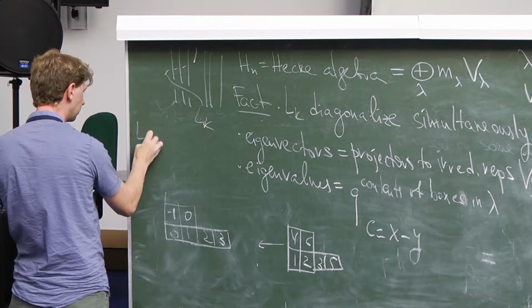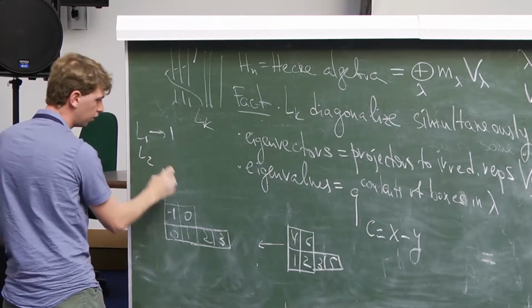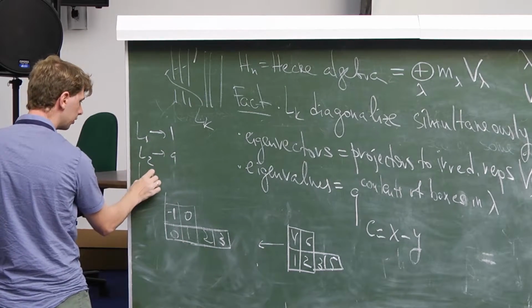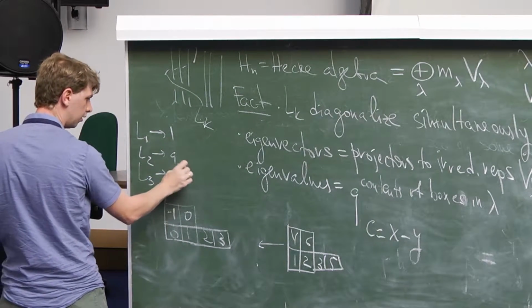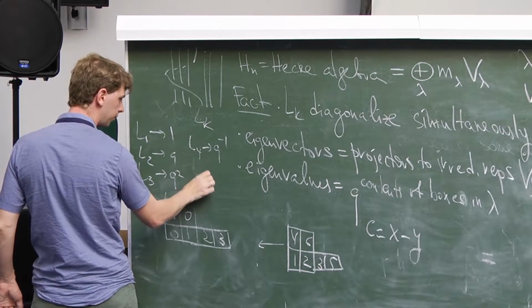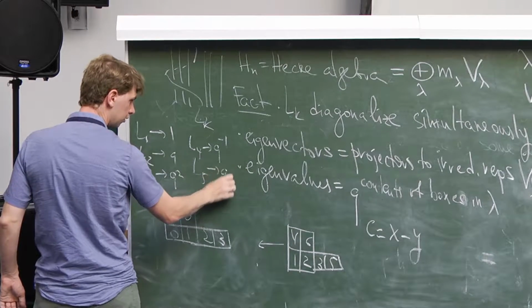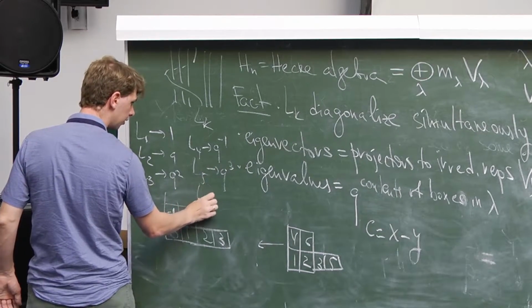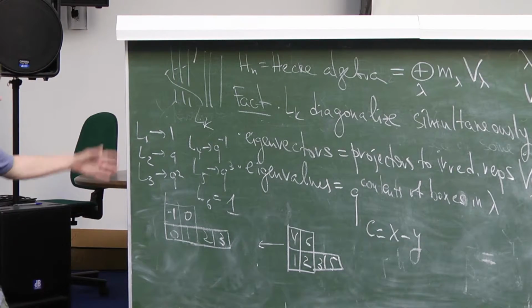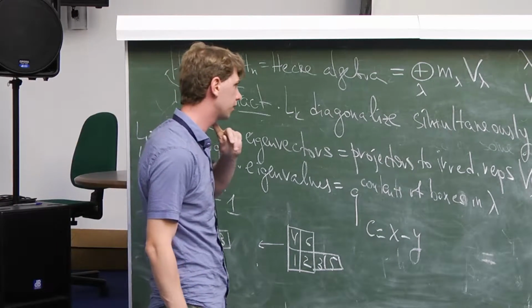L1 is 1. For L2, look where 2 is, and the eigenvalue will be q. L3 will be q squared, L4 will be q to the power minus 1, and L5 will be q cubed, and L6 is 1 again. So for every Young diagram, we can compute all these eigenvalues and eigenvectors.